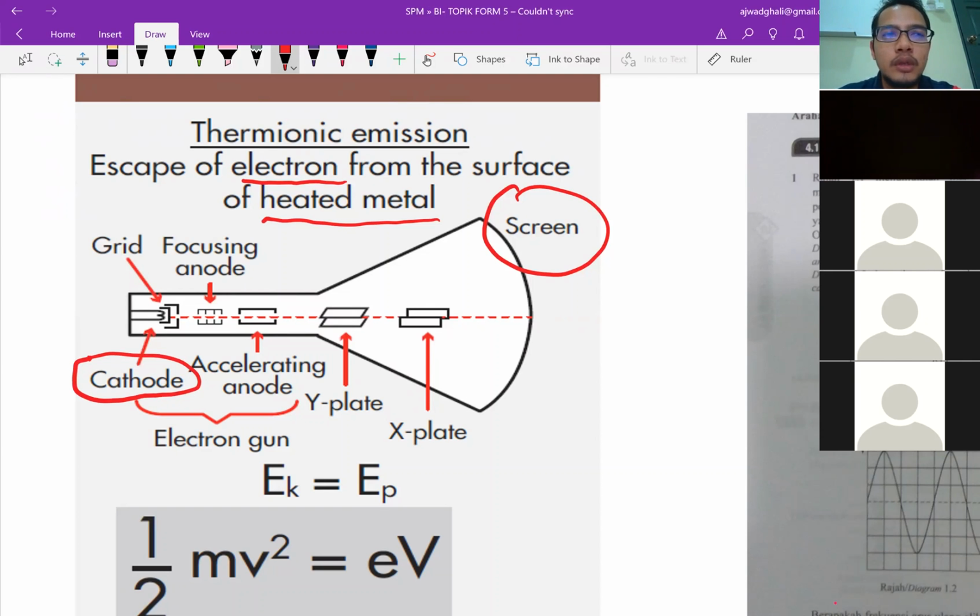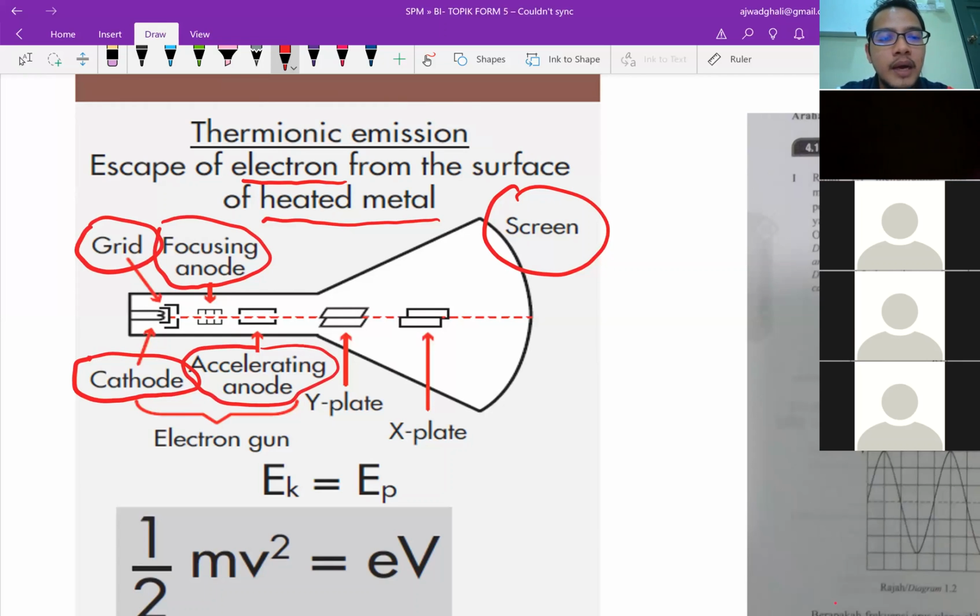Okay, it's a metal actually. When you switch it on, there will be a current. So when the current flows, the cathode will be heated. When the cathode is heated, electron will escape from that heated metal. The process name is thermionic emission. Electron is negatively charged, and negative charge is attracted to positive. So we have 3 positive plates. First is grid. After grid is focusing anode and accelerating anode.